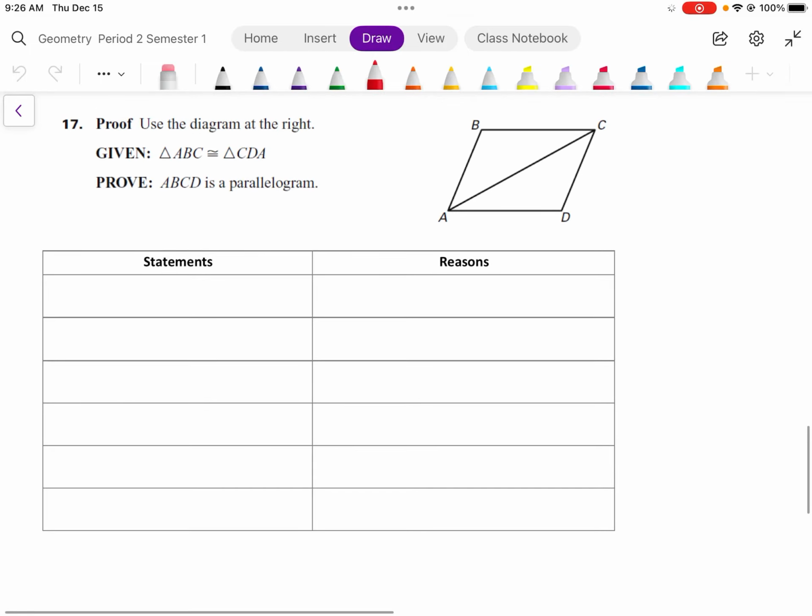Okay, for 5.3 homework, there was a 2-column proof at the bottom. This one, we're using the diagram to the right, and we are told that triangle ABC is congruent to triangle CDA, and that is our given information. They want us to prove that ABCD is a parallelogram.